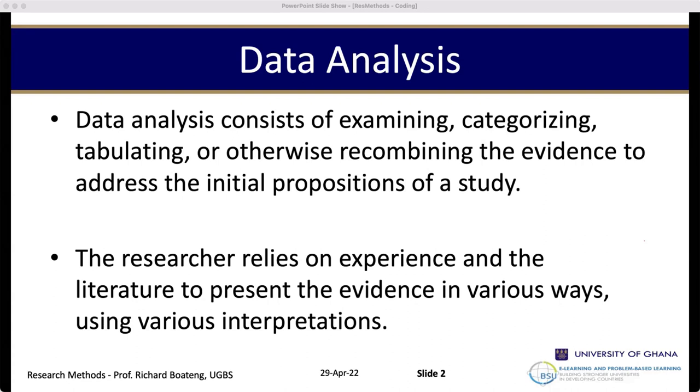So if you do interact with the data, you read through, you sort through, you go through, you end up understanding the data better. And then you can identify what is relevant in the data and what is not relevant in the data.